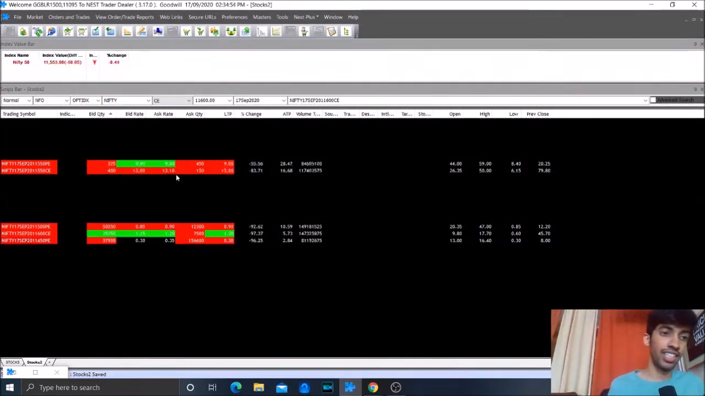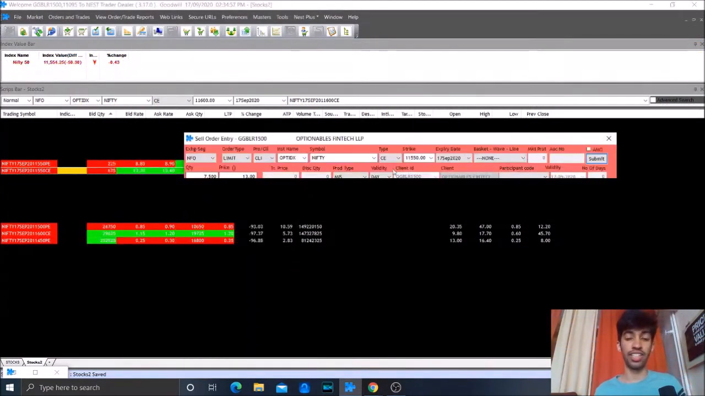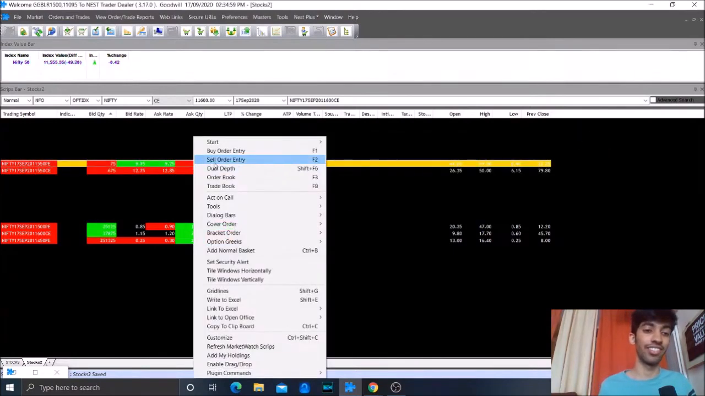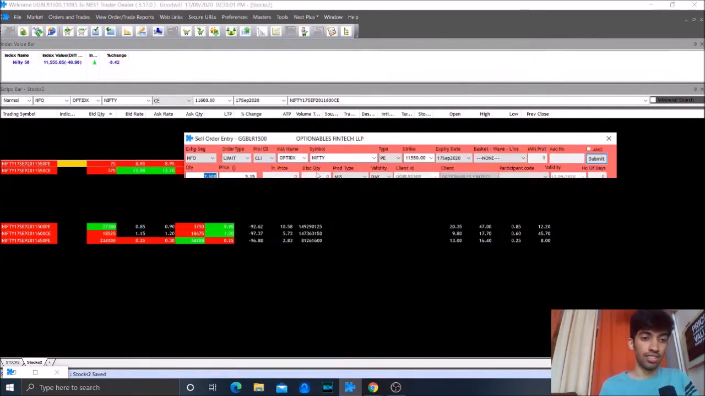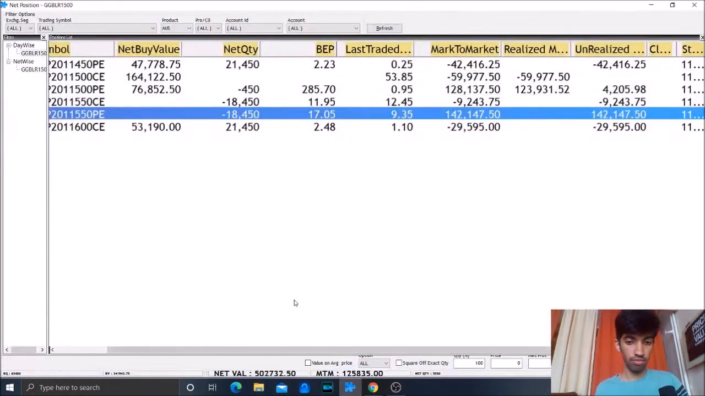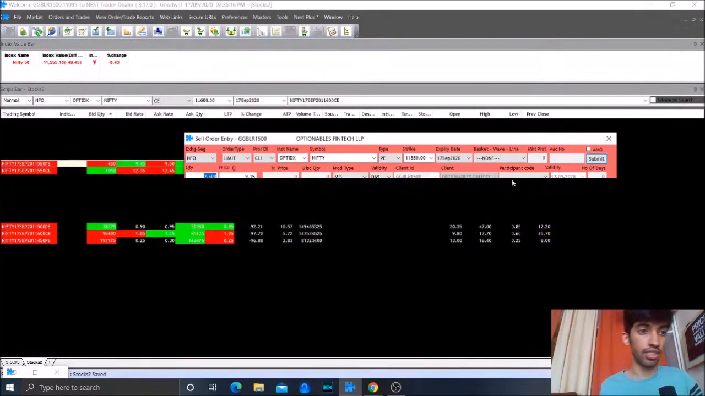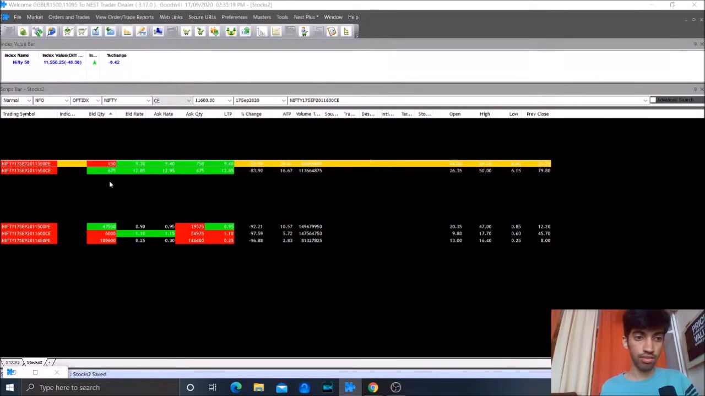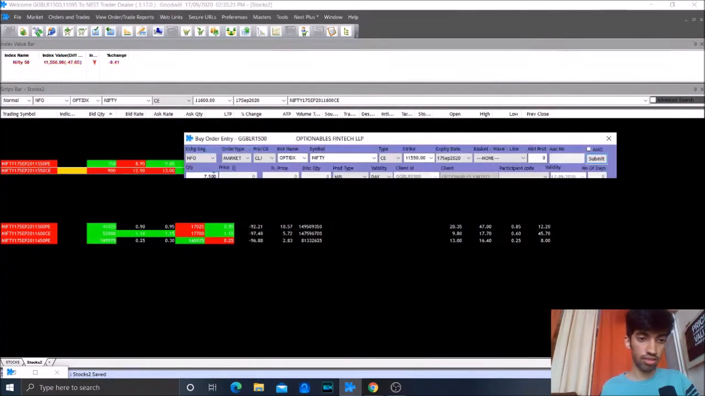Okay, first I will clear little positions. Let me just not keep holding and waiting for some miracle to happen. So when I have profits, I'll just clear half. Around 7,500 quantity. I'll just clear this. One lakh 27,000. Okay, 7,500 quantity is cleared.